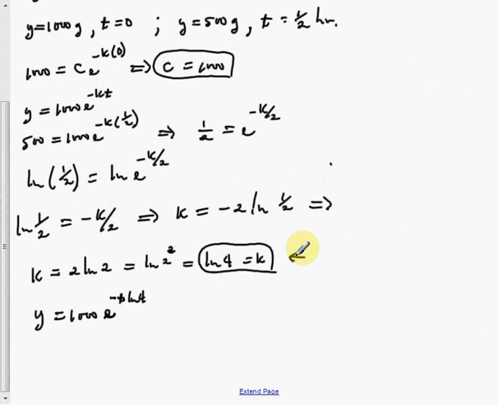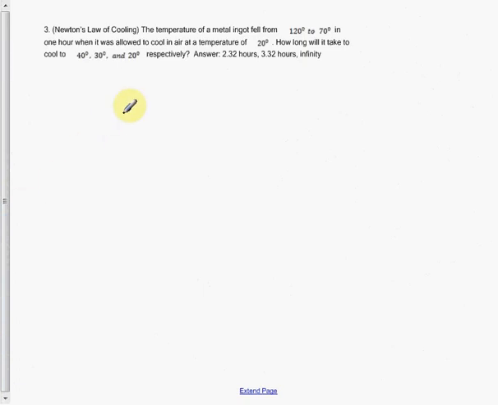Well, I saved one there for you. That last one there that deals with Newton's law of cooling, I'll leave that one for you. And then the homework that's online in WebAssign.